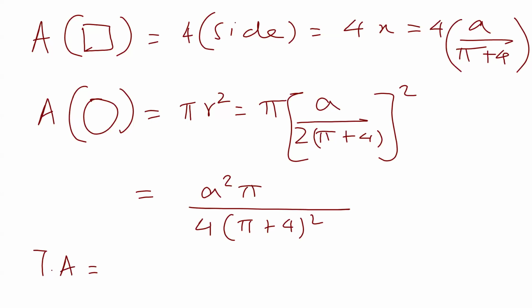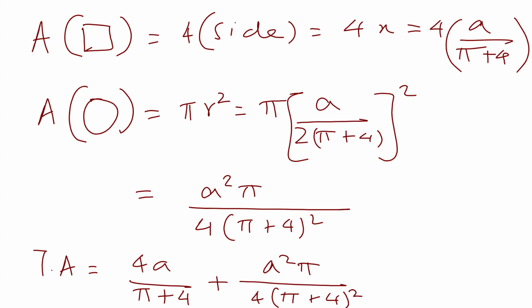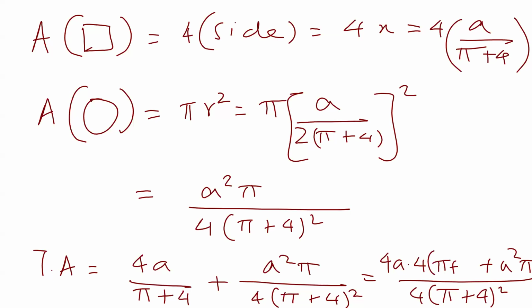Total area: area of the square plus area of the circle. Okay, take LCM. So it is going to be 4 (pi plus 4) the whole square, right? So this will be a square pi. The first term is going to be 4a into 4 (pi plus 4). Please solve this.